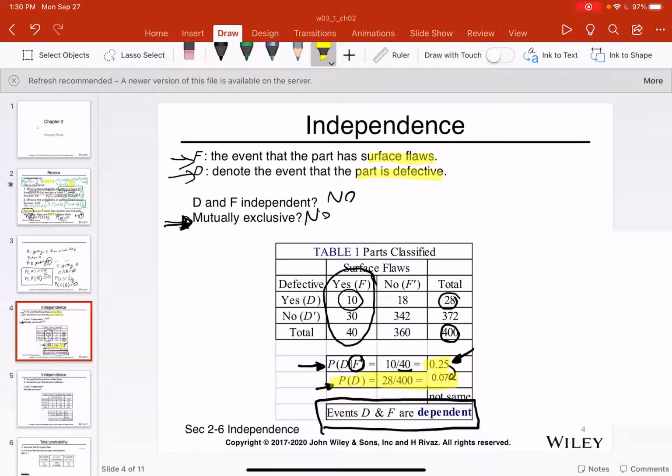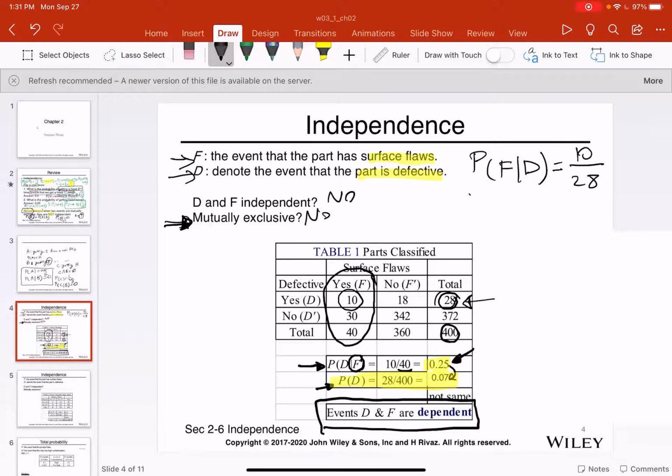And by the way, this was one way to look at this. I really encourage you to do this at home. Calculate probability of F given D. Or we can probably do this here, it's so quick. So F given D: given D, it means that we are in these 28 parts, so I have to divide by 28. And F intersection D, that's 10.